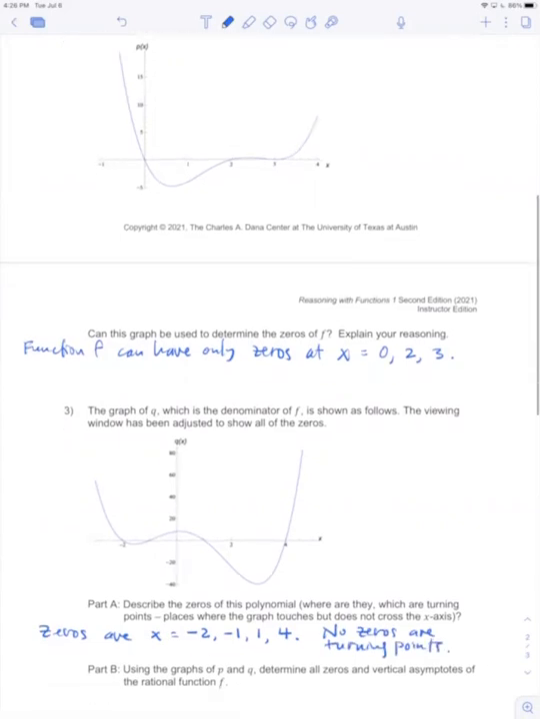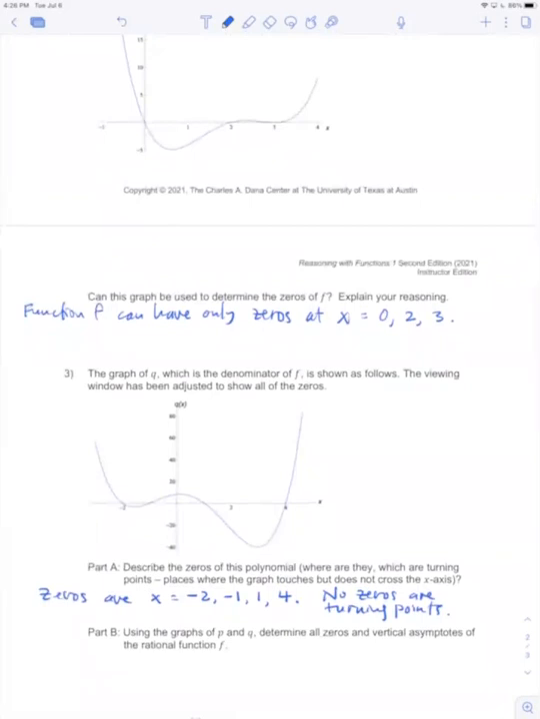Part B, I'm just going to scroll up a little bit here. Part B says, using the graphs of p and q, determine all zeros and vertical asymptotes of the rational function f. Well, the function has asymptotes or holes when x is equal to -2, -1, 1, and 4.